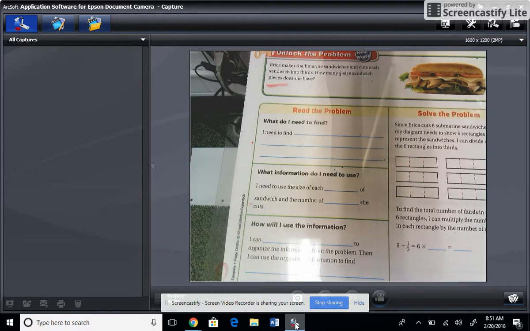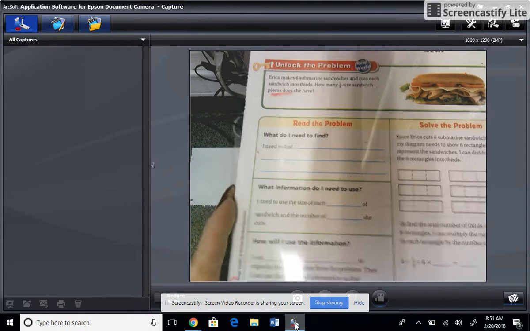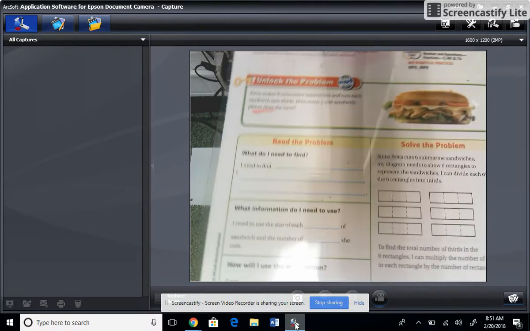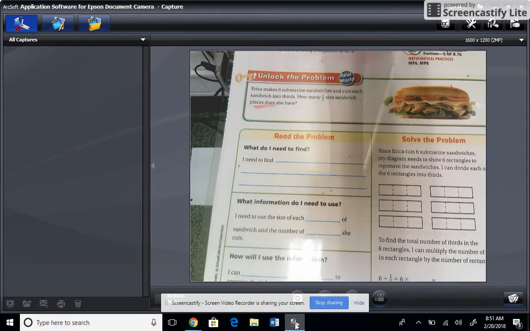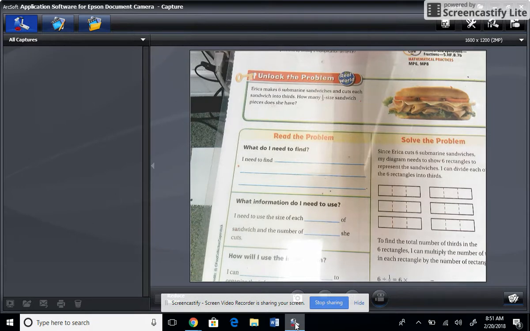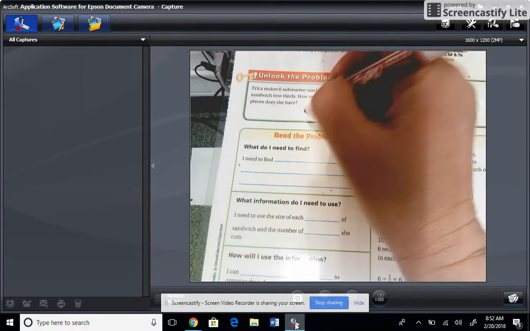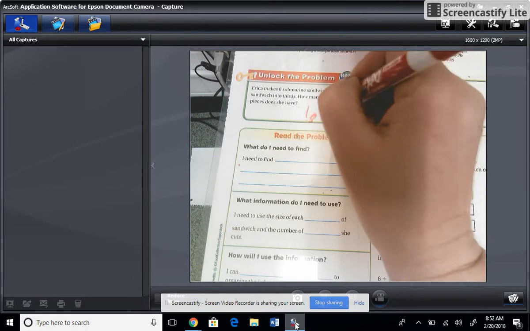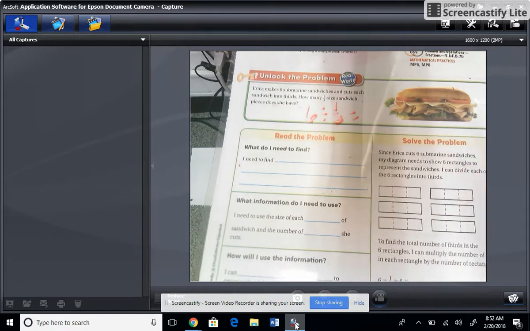Okay, boys and girls, we're going to do some problem solving using multiplication. So we're going to see how we can use multiplication to figure out a division problem, the inverse operation. So our problem is Erica makes 6 submarine sandwiches and cuts each sandwich into thirds. How many 1/3 size pieces does she have? So we're really doing 6 divided by 1/3. But how can we use multiplication?